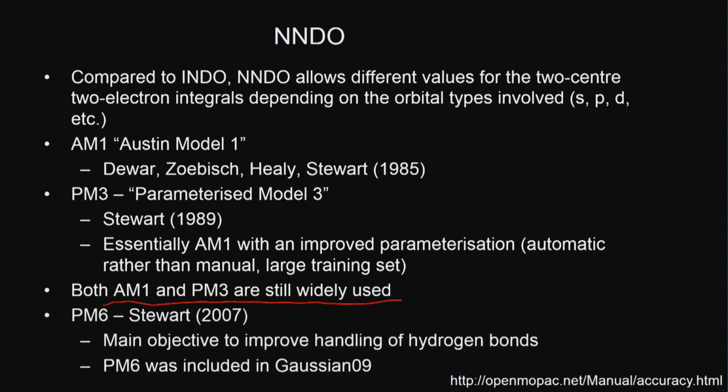Then PM6, this came in the year 2007, as you can see. This is meant for improving handling of hydrogen bonds. Hydrogen bonds are a big challenge. So, in order to do that, PM6 came in. This was included in some software, Gaussian 09 and so on. The information is obtained from this reference.